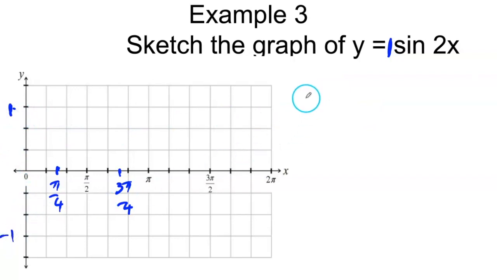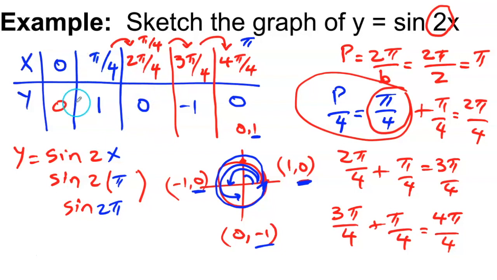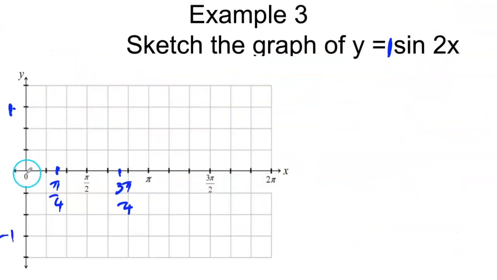So my table values, my first value is 0, 0. And then I go to my maximum value. My next value is pi over 4 and 1. And the next value is pi over 2, 0. And then my next value is 3 pi over 4, negative 1. And my next value is pi, 0. Once I have those points, I just need to connect them with the curve. Curve, curve, curve.